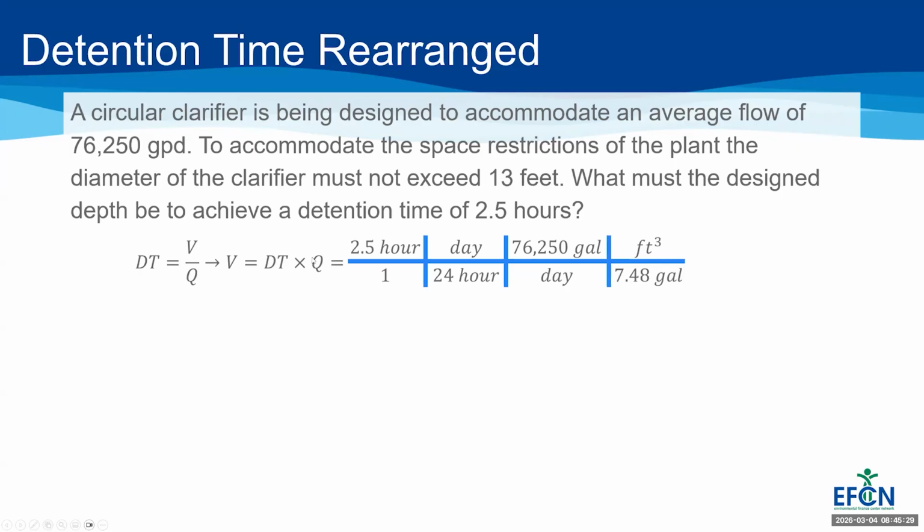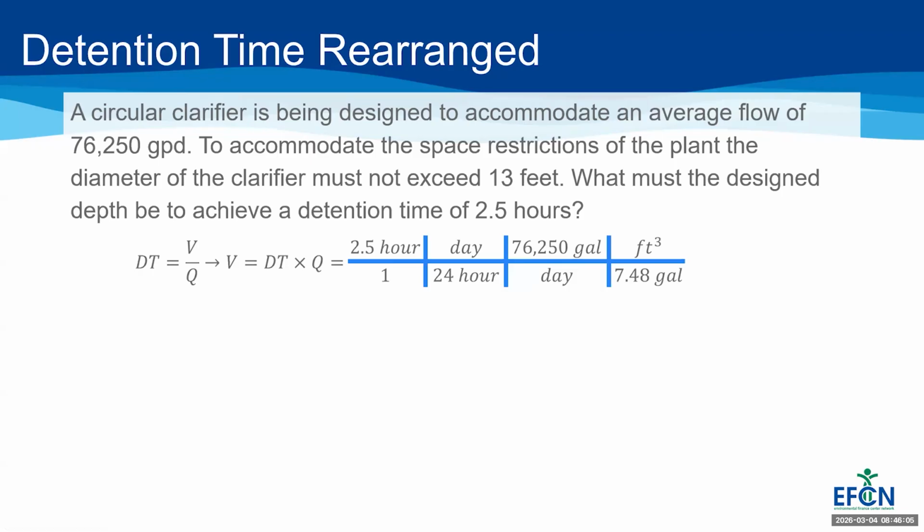So detention time times flow, well, we've got all of that information, and we just need to do 1 unit conversion for time and 1 unit conversion for volume. So we can put all of that in here and get it all done in one fell swoop. So we've got detention time, Q, 2.5 hours. We're going to convert those hours to days. So we go ahead and put that unit conversion in there. And then we've got flow. So we've got 76,250 gallons per day. And again, we're trying to get to a depth in feet, right? So we're going to convert gallons to cubic feet so that we can get there. So we have those conversions.